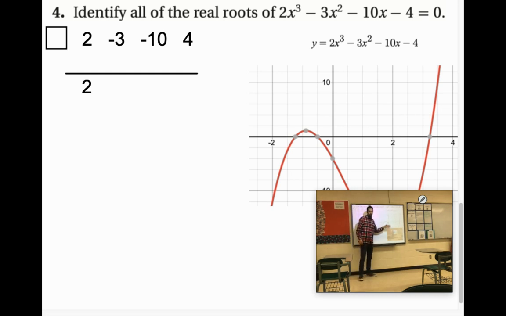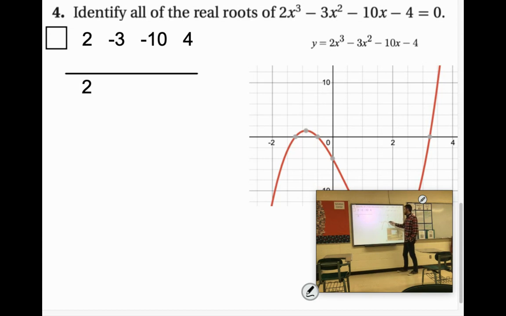We've got 2x to the third minus 3x squared minus 10x minus 4. Again, if you put that formula into an online graphing calculator like Desmos.com, free, it'll give you this graph, which can give you pretty close guesses on some zeros to test out. So we'll figure out what we can test in a minute here.